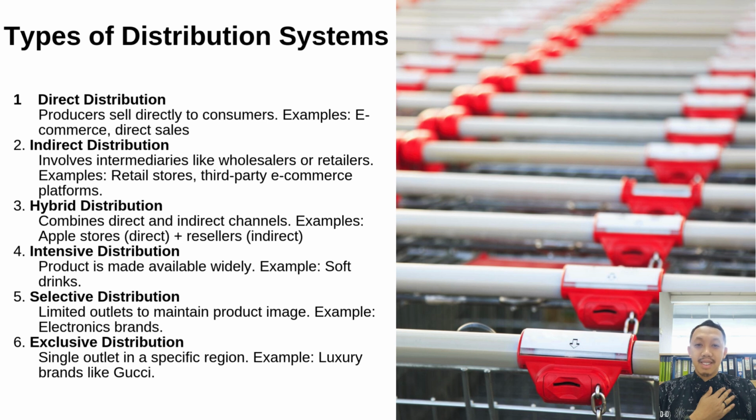Fourth, intensive distribution. Product is made available widely. Example: soft drinks. Fifth, selective distribution. Limited outlets to maintain product image. Example: electronics brands. Sixth, exclusive distribution. Single outlet in a specific region. Example: luxury brands like Gucci.